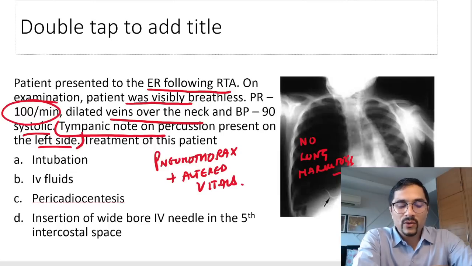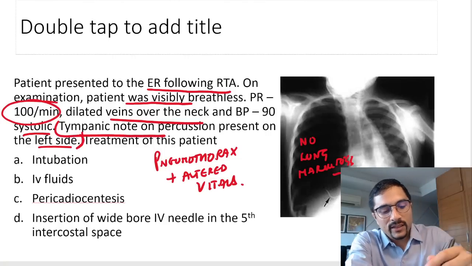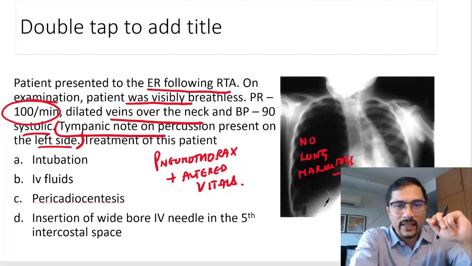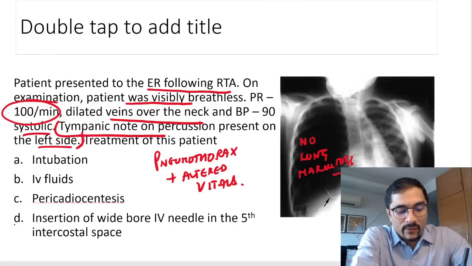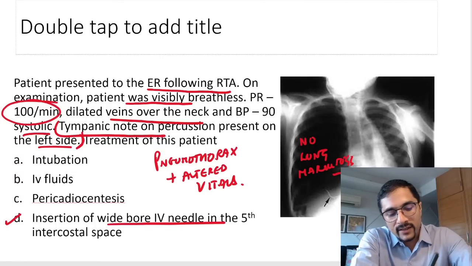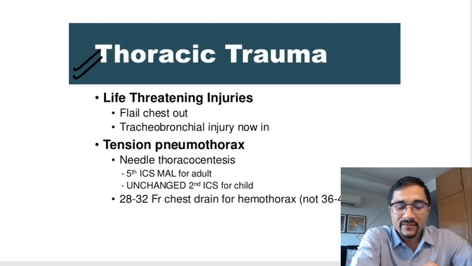And in tension pneumothorax, what is the first thing which we do? What is the first thing in tension pneumothorax? Here they've said airway, they've not mentioned anything, so we assume airway is fine. Then comes breathing. So we have to insert a wide bore needle in the 5th intercostal space. We have to carry out a needle thoracocentesis.